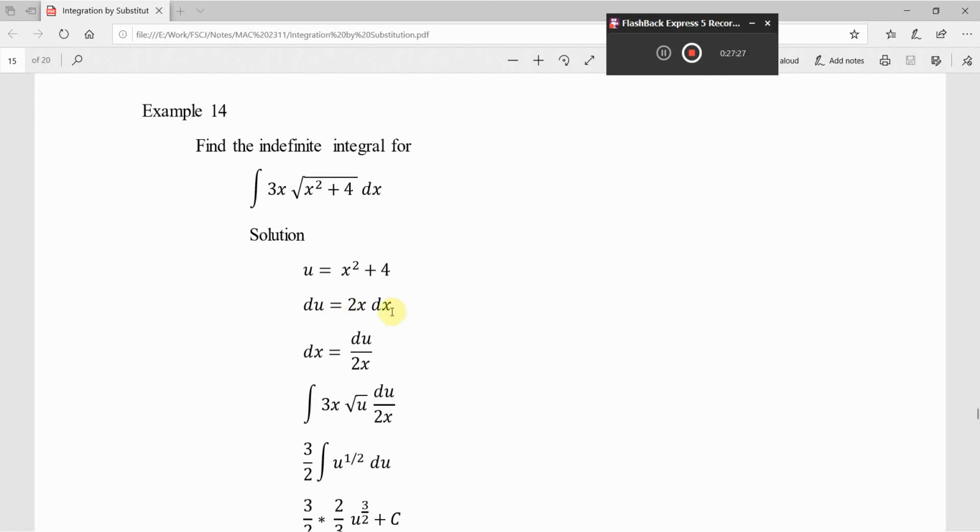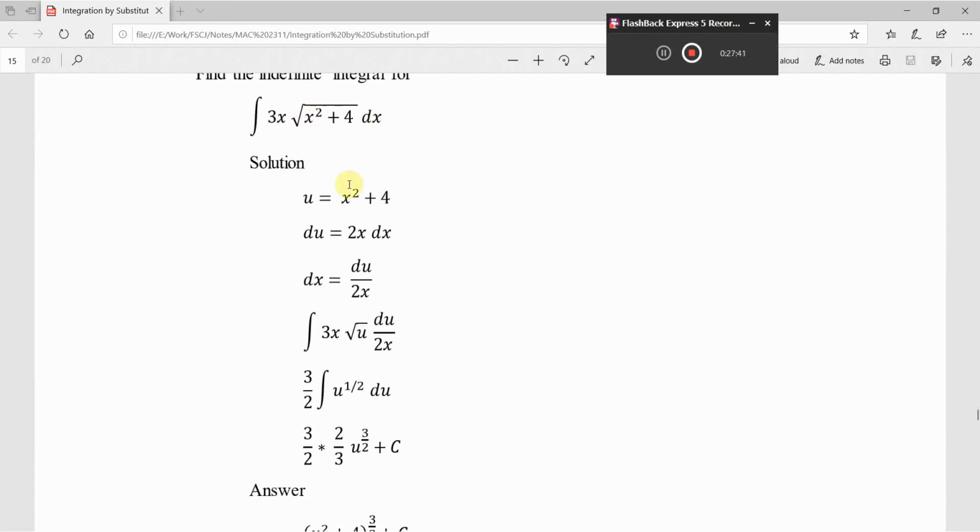So du is going to be 2 times x dx, and that means dx is going to be du over 2x. Applying my substitution, the x squared plus 4 gets replaced with u, and the dx gets replaced with du over 2x. So I have the integral of 3 times x times the square root of u times du over 2x. My x's are going to cancel, and I'm going to get 3 halves times the integral of the square root of u, that becomes u to the 1/2, du.